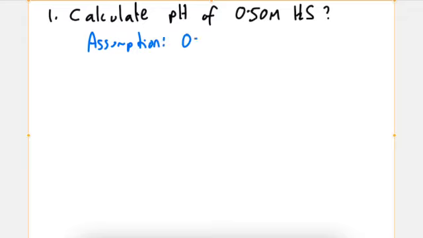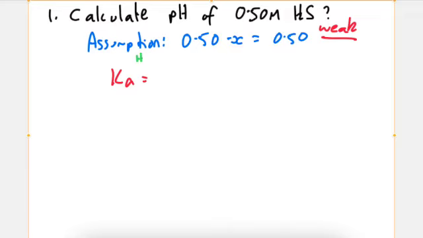So we start off pretty mundanely with: calculate the pH of a 0.5 mole per decimeter cubed solution of H2S. That is H2S, hydrogen sulfide. Apologies for my handwriting there. The assumption will be that the equilibrium concentration of the H2S is the same as the original concentration of the H2S, so there is no change in the original concentration. This is a weak acid.